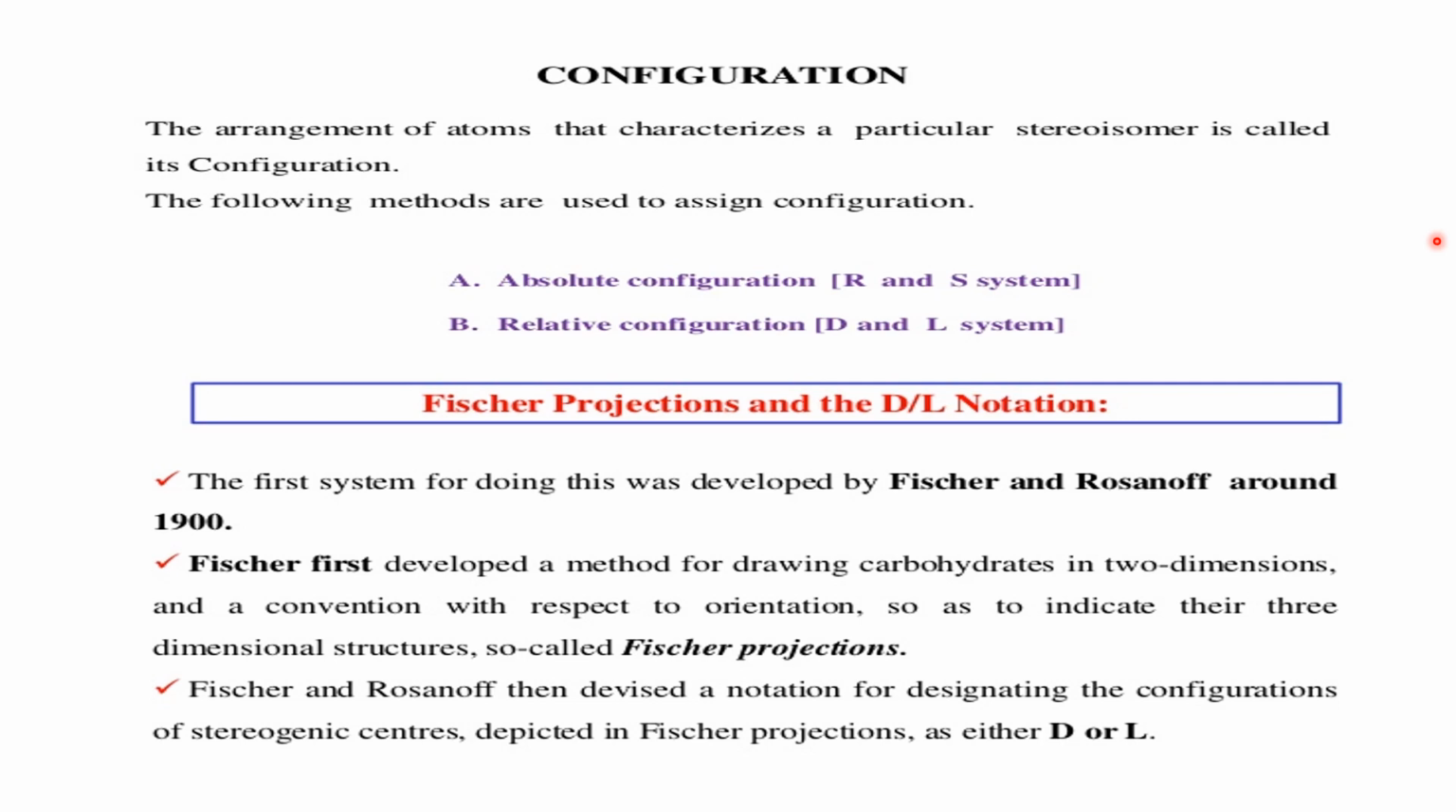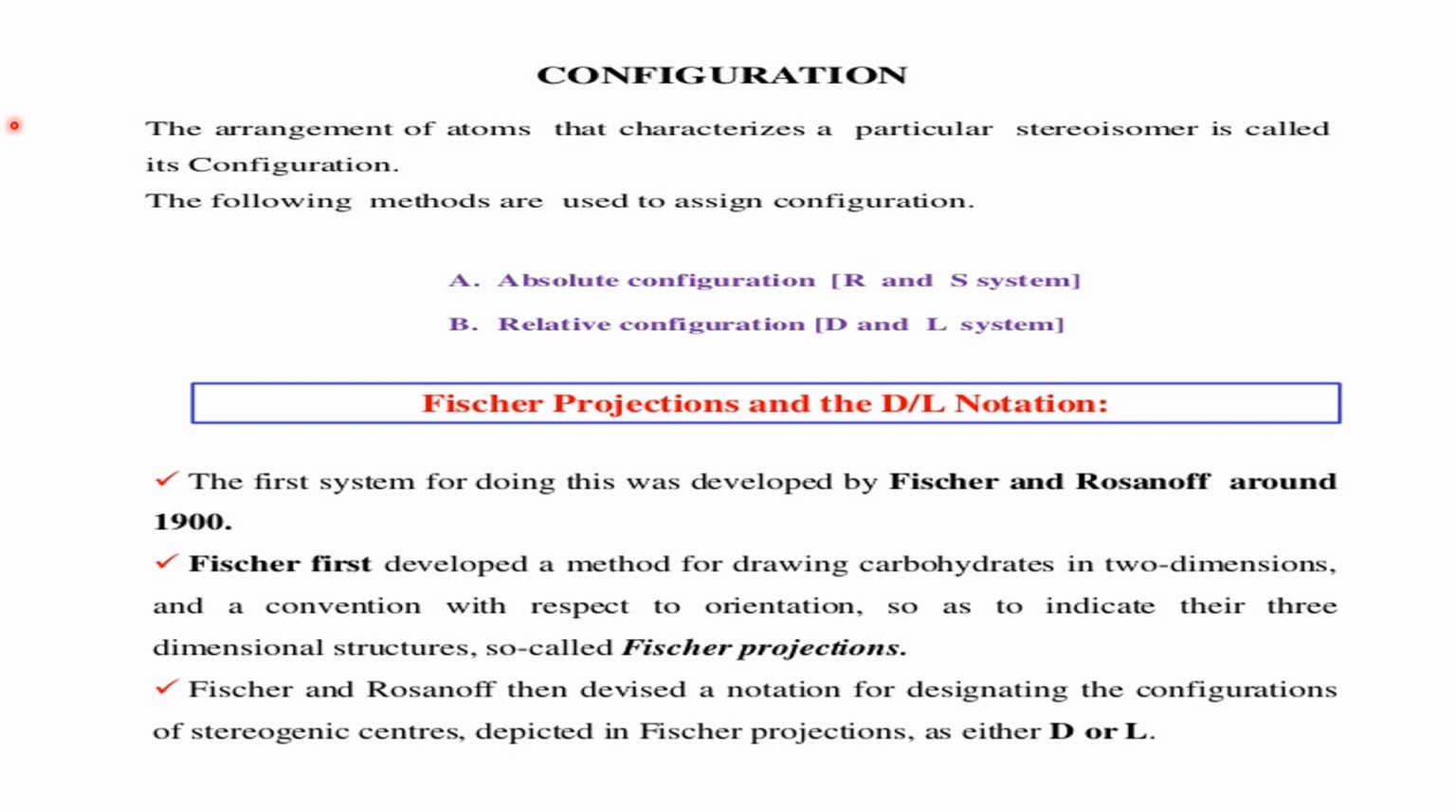Now we move to another heading, that is configuration. In stereochemistry, configuration means the arrangement of atoms or groups of atoms around a particular carbon atom in a particular compound. And these arrangements of atoms or groups of atoms around a particular carbon atom predict the optical activity of that compound. Hence, the study of configuration of organic compounds is very, very important.